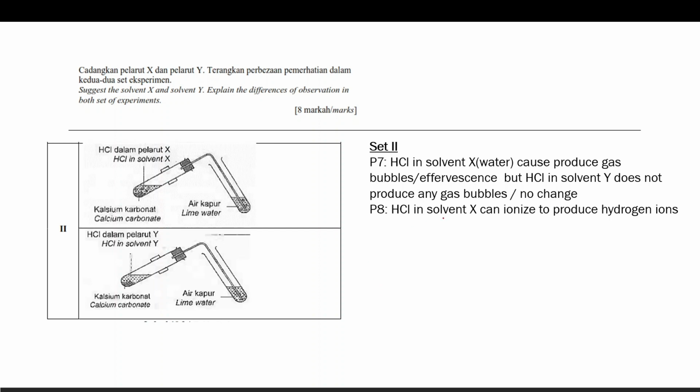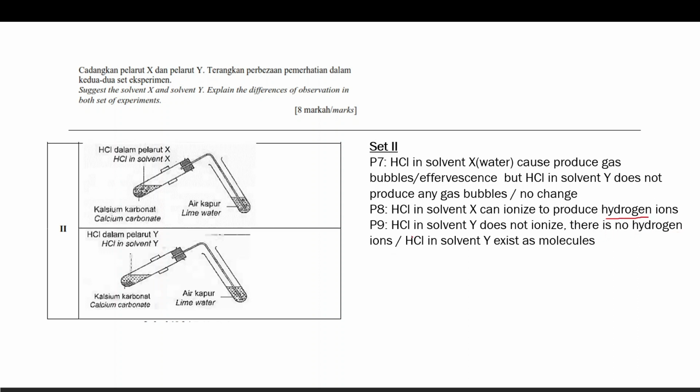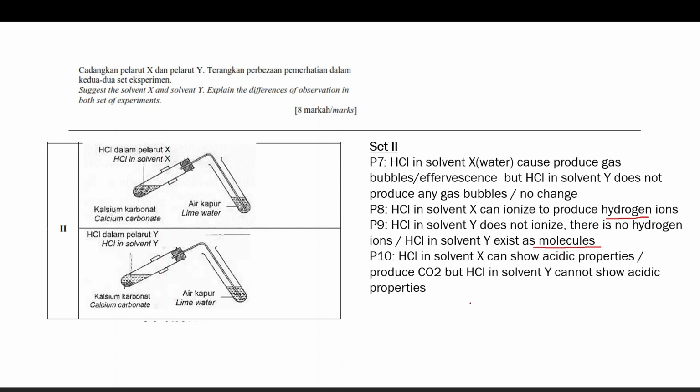Hydrogen chloride in solvent X can ionize to produce hydrogen ions. Hydrogen chloride in solvent Y does not ionize, so there are no hydrogen ions, and it still exists as molecules. So hydrogen chloride in solvent X can show acidic properties, to produce carbon dioxide gas. But in solvent Y, it cannot show acidic properties. Here, another 4 marks. So this question should be 10 marks.